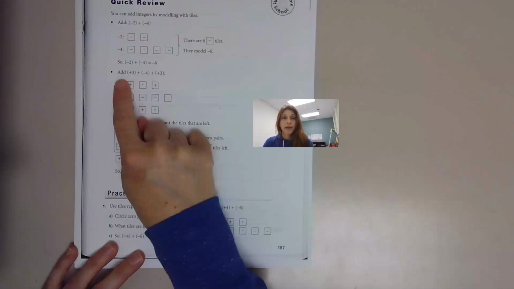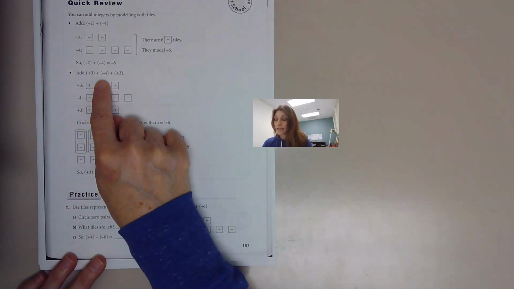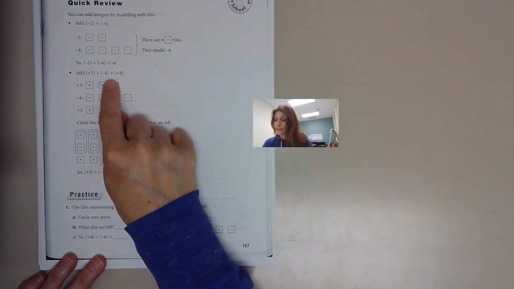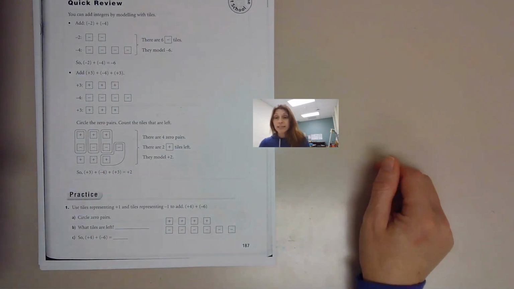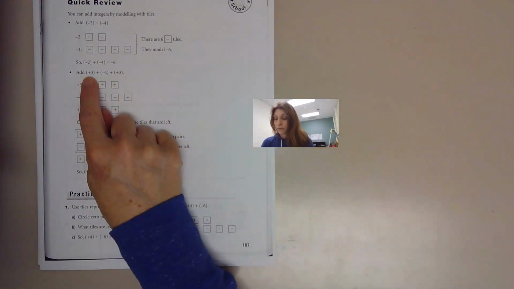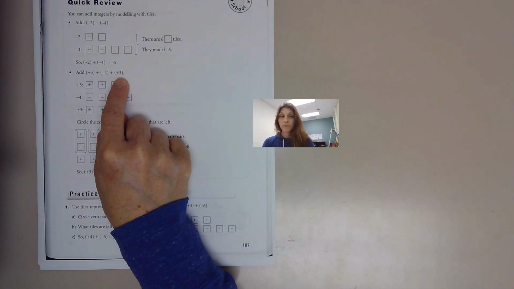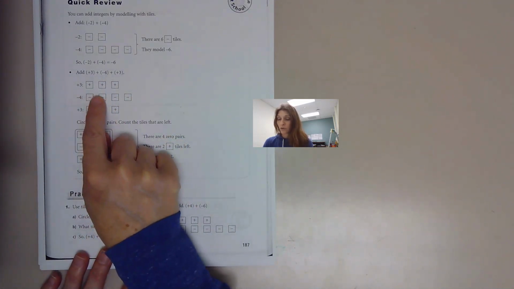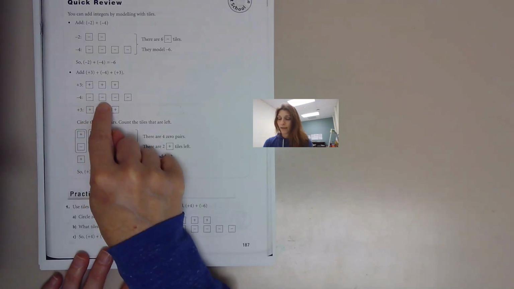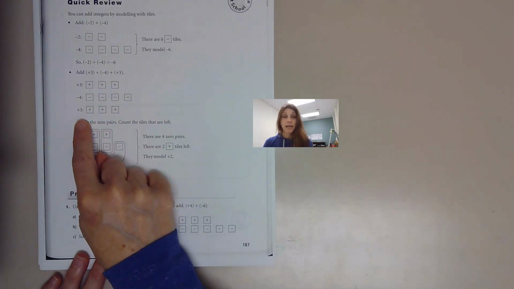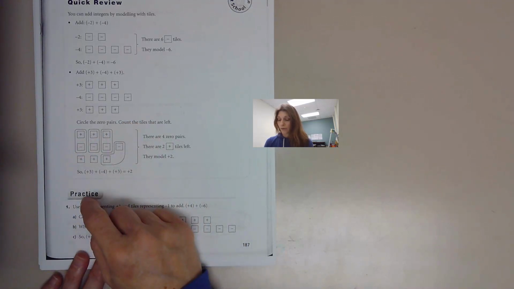Again, if we are adding +3 plus -4 plus +3. So here we have 3 different integers. +3, -4, +3. So what they do here is they draw them all out. +3, 1, 2, 3, -4, 4 negatives, and +3 again, 3 more positives. Then it says circle the 0 pairs.